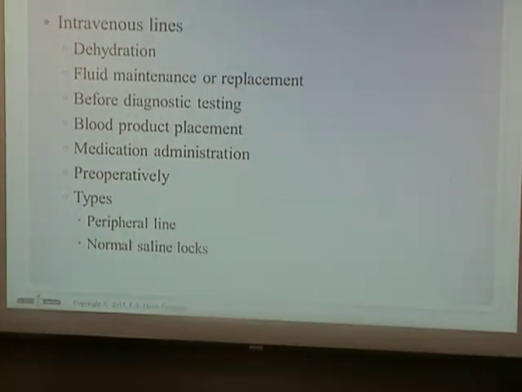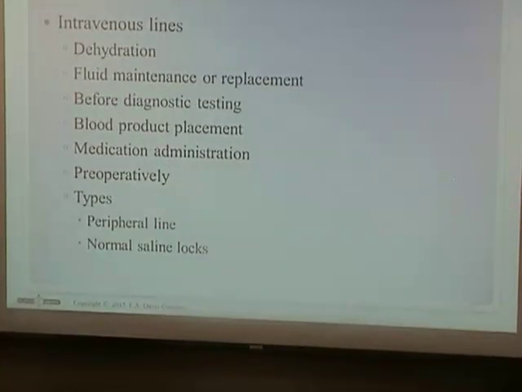Okay. Common procedures. We use IVs to fix these problems. Dehydration is a major source of illness in children. The number one source of hospitalization for children in America is dehydration, from diarrhea, and they're admitted for diarrhea because they're dehydrated, right? So fluid maintenance and replacement. We also use them for diagnostic testing, like when we're going to use contrast studies, just like we would in a grown-up. All these things are the same.